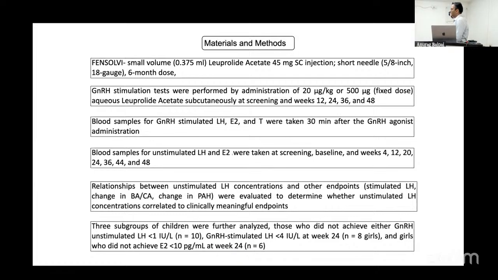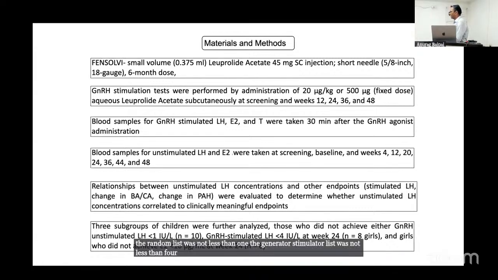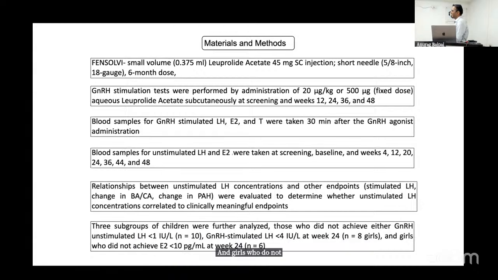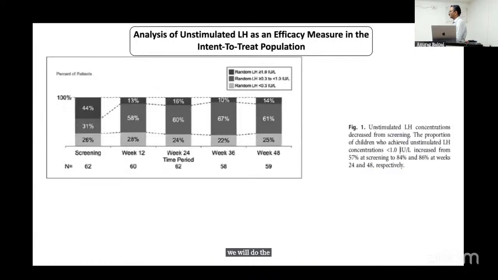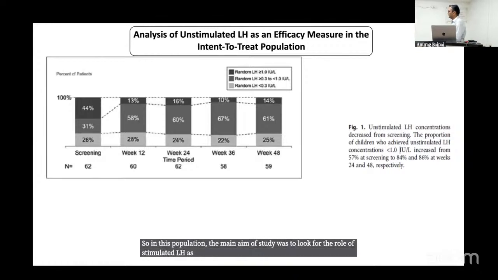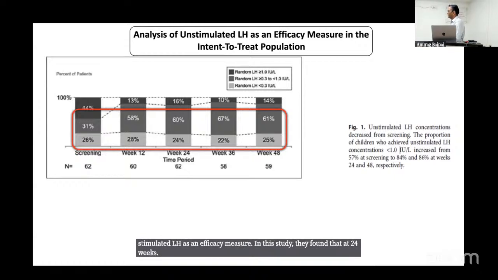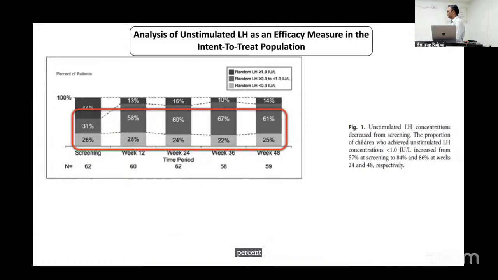In the children in whom the random LH was not less than 1, the GnRH stimulated LH was not less than 4, and girls who did not achieve an estradiol level less than 10, they were subsequently found to have pubertal suppression based on clinical parameters. So in this population, the main aim of the study was to look for the role of unstimulated LH as an efficacy measure.